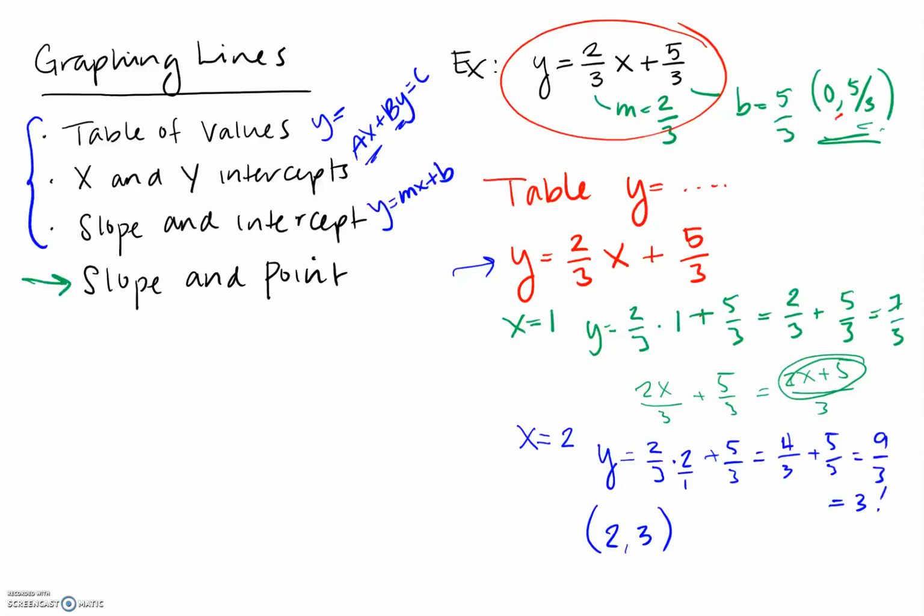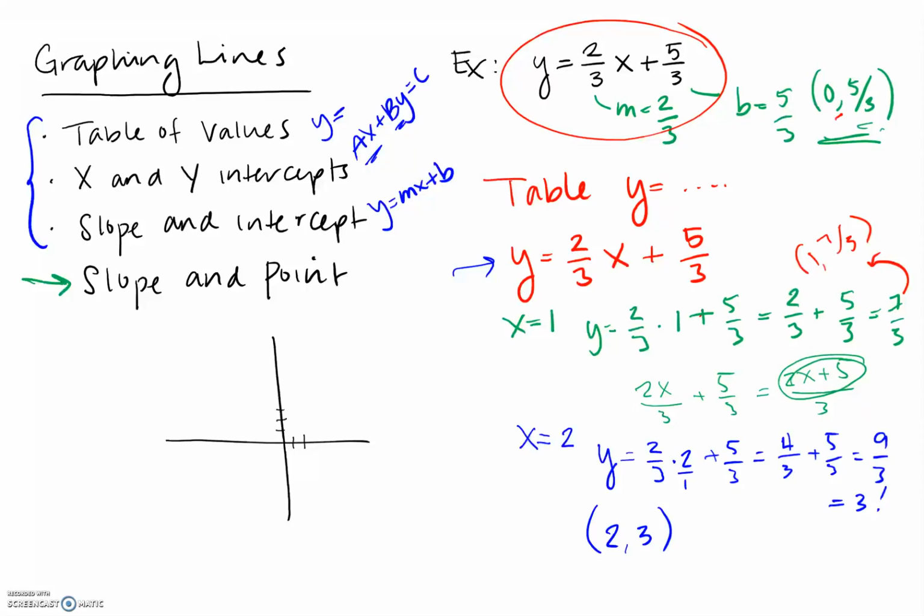We also have this point we found here of 1, 7/3. So we can use those points also to check that we're on the right track when we go to graph ours. But we definitely wanted that nice pretty whole number point. So 2 and 3.